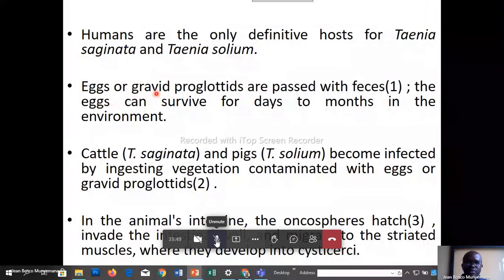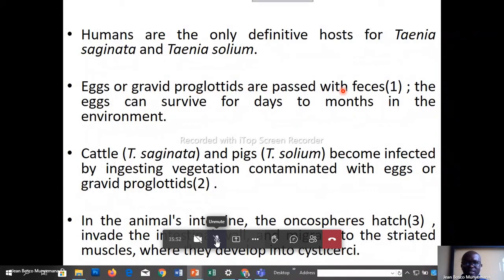So, eggs or gravid proglottids that are passed with feces, the eggs can survive in the environment. Taenia solium penetrating the muscles of a human being, or just resting in the small intestine. We are going to see that taenia solium can penetrate the human muscle and cause cysticercosis. We will see it very soon, okay?